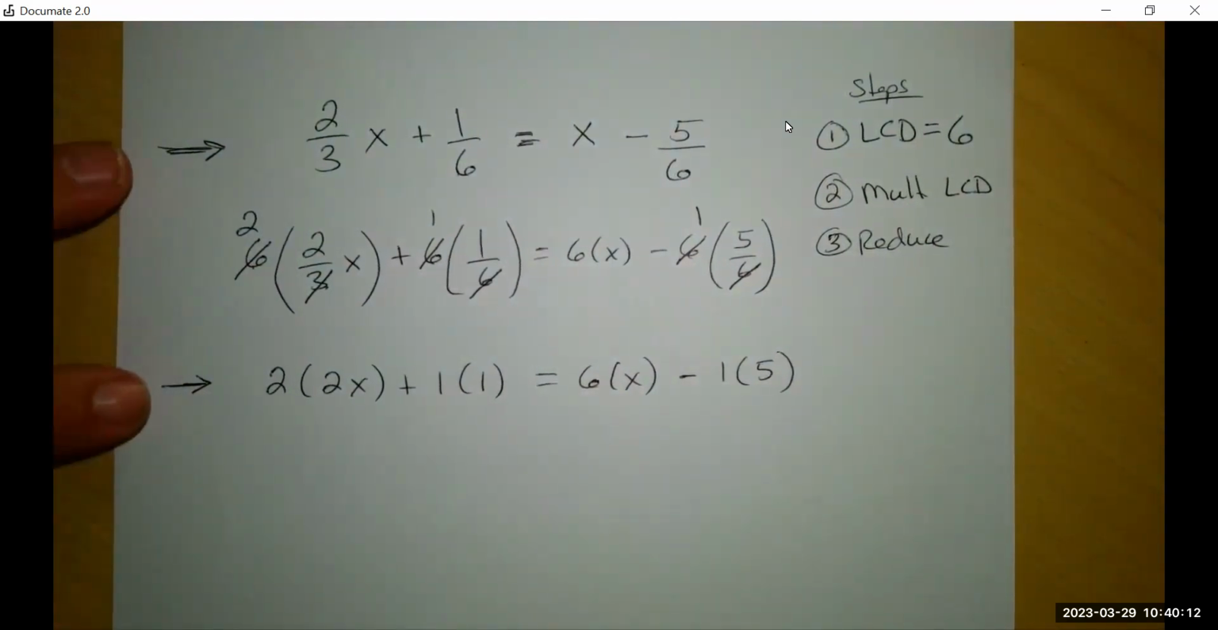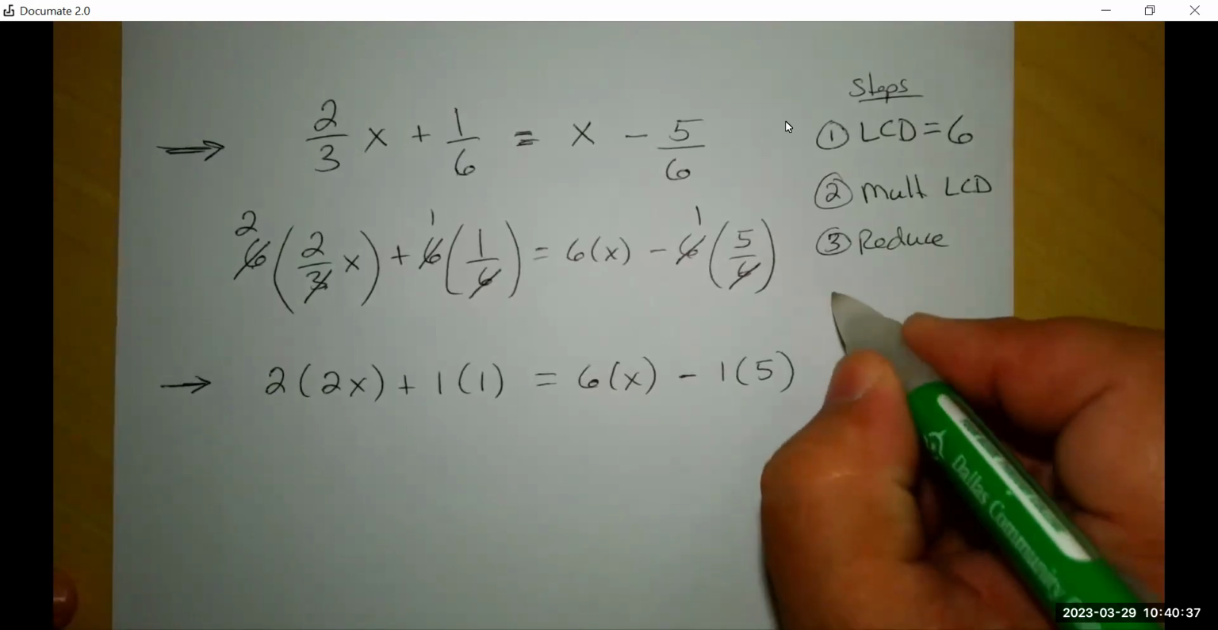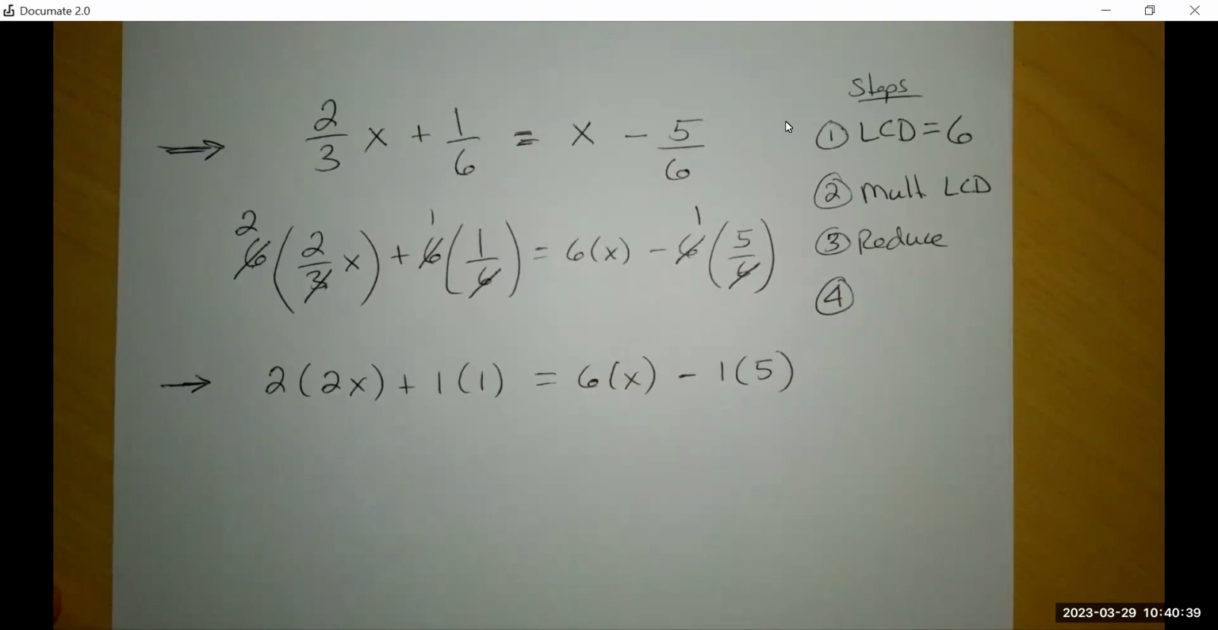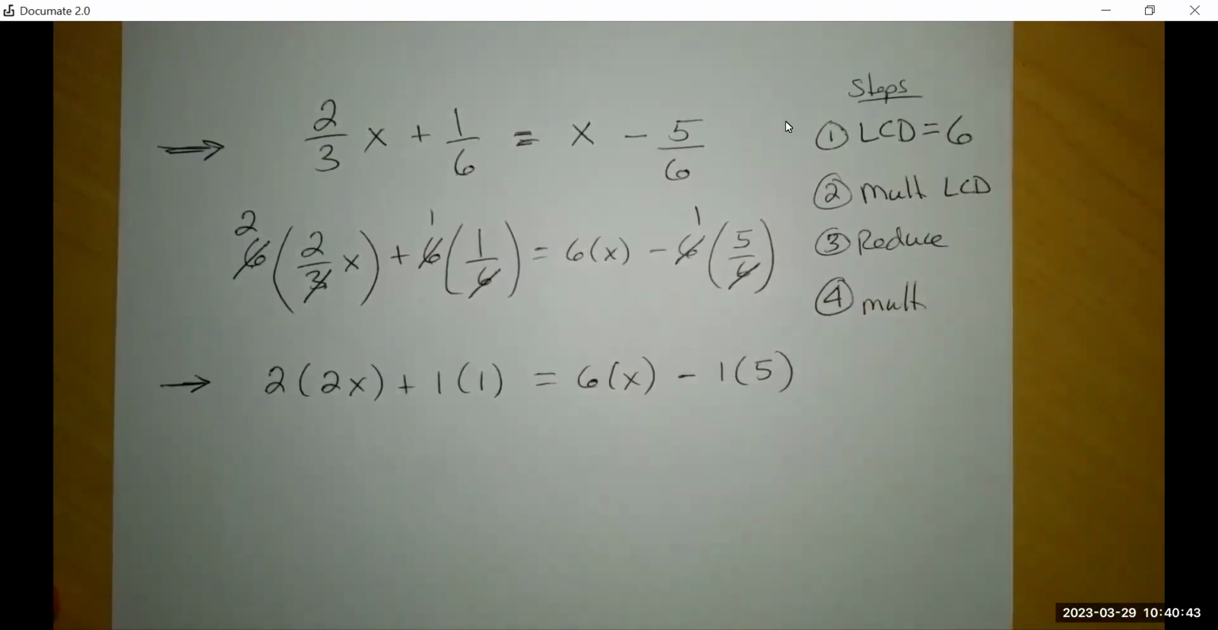Which one of these two equations are easier to look at and solve? The bottom one. They're exactly the same. It's just that we got rid of the fractions. Once you get rid of the fractions, then it's much easier. So step 4 is what? Multiply to get rid of the parentheses.